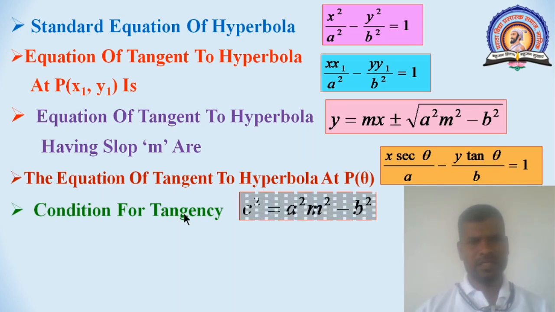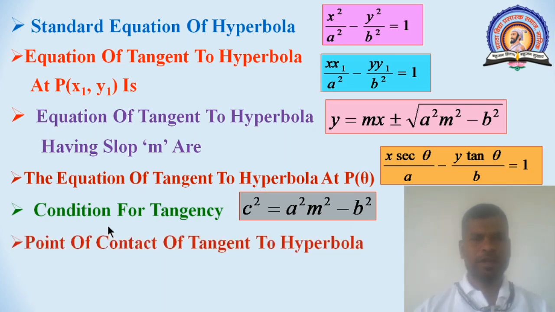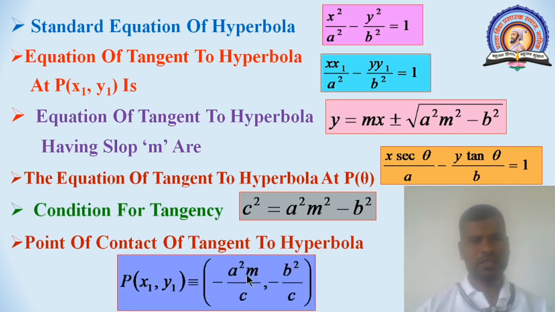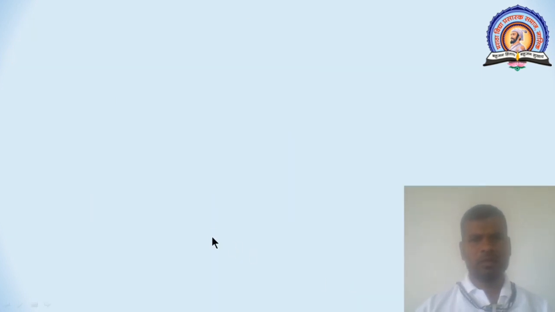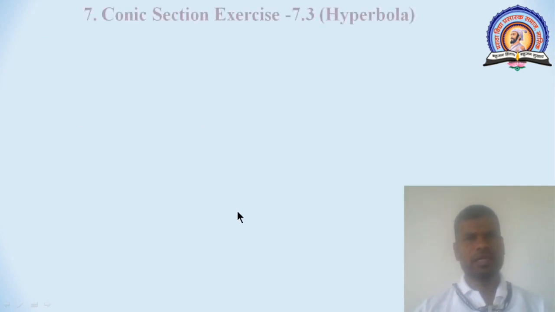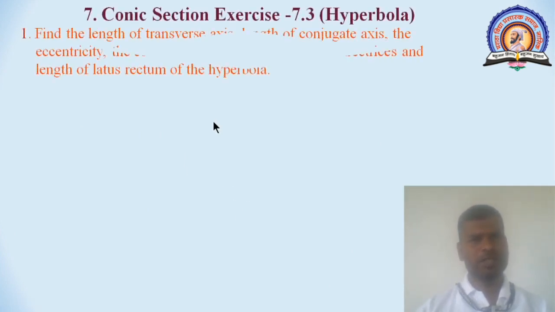Condition of tangency to the hyperbola is c square is equal to a square m square minus b square. Point of contact of tangent to the hyperbola is (minus a square m upon c, minus b square upon c). Now we are going to solve exercise 7.3 of conic section.